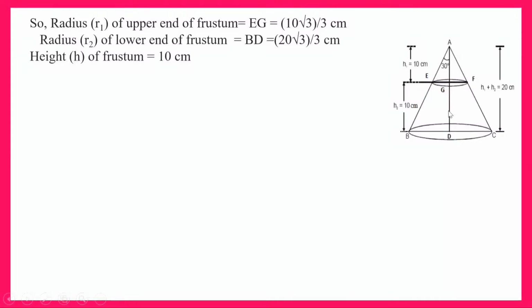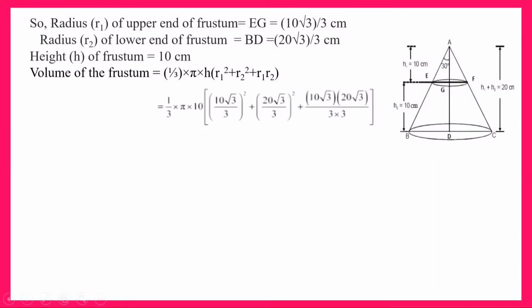I know the formula for the volume of the frustum. It is given by 1 upon 3 pi H into R1 square plus R2 square plus R1 R2. So I'll get 1 upon 3 into pi. I let it remain because, as I told you, pi and pi might cancel out when I have to equate the volumes. So I'll let the pi remain as it is. H is 10. R1 is 10 root 3 upon 3 whole square plus 20 root 3 upon 3 whole square, that is R2, plus 10 root 3 upon 3 into 20 root 3 upon 3. That is the value of the volume.